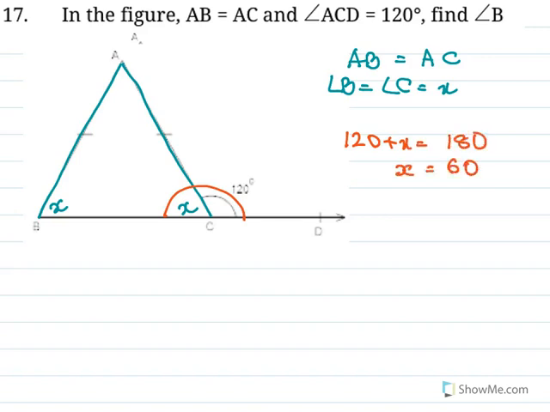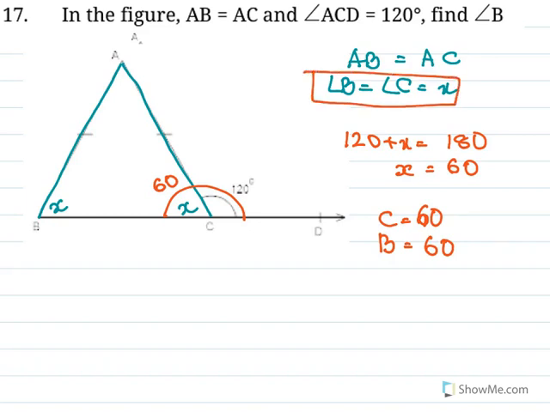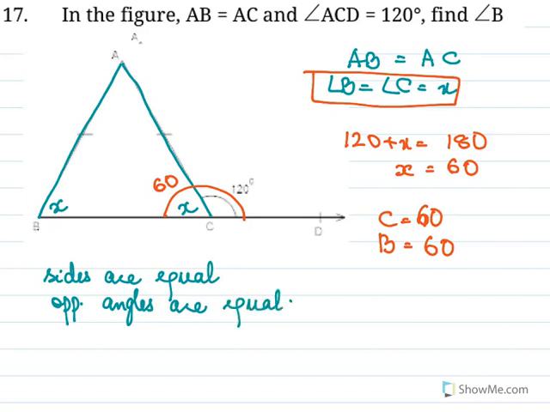So X is 60. So if you have X 60, we'll also have that C is equal to 60. B will also be 60, because we saw that B equal to C. If sides are equal, opposite angles are also equal. So this too will be 60, since AB equal to AC.